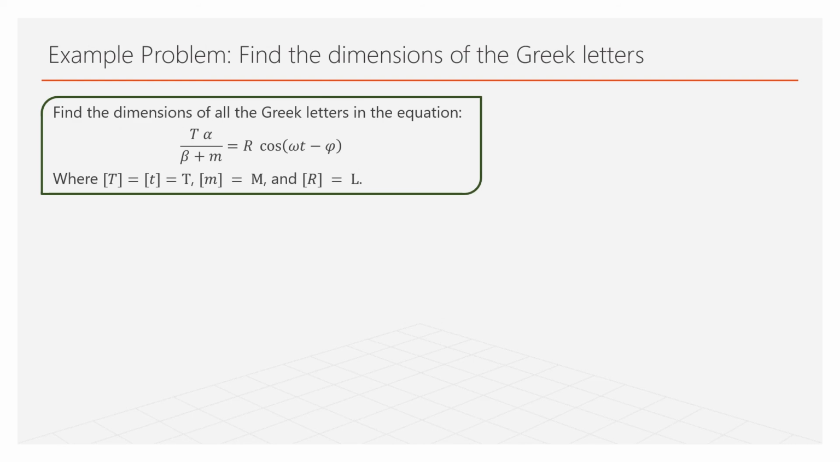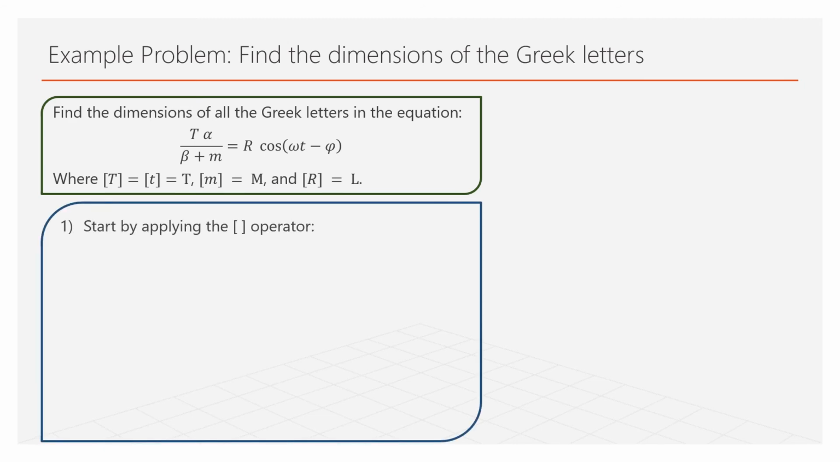Let's do a dimensional analysis example problem. In this problem, find the dimensions of all the Greek letters in the following equation. T times alpha divided by the quantity beta plus m is equal to r times cosine of omega t minus phi. Where capital and lowercase t are measurements of time, m is a measurement of mass, and r is a measurement of length.